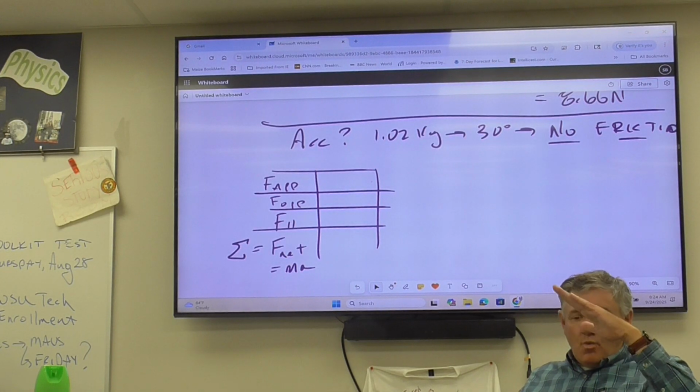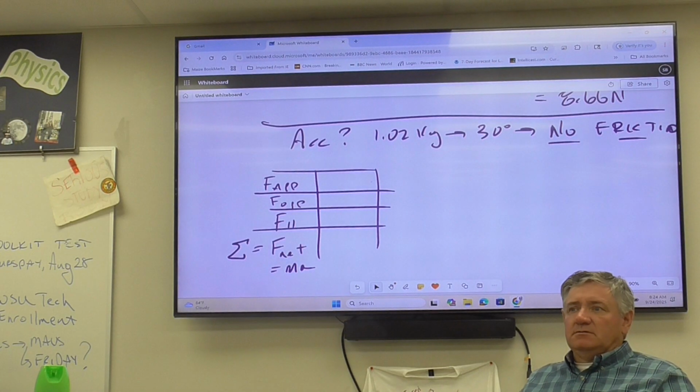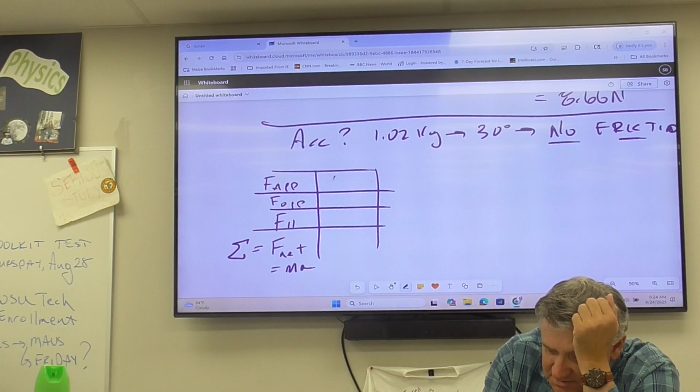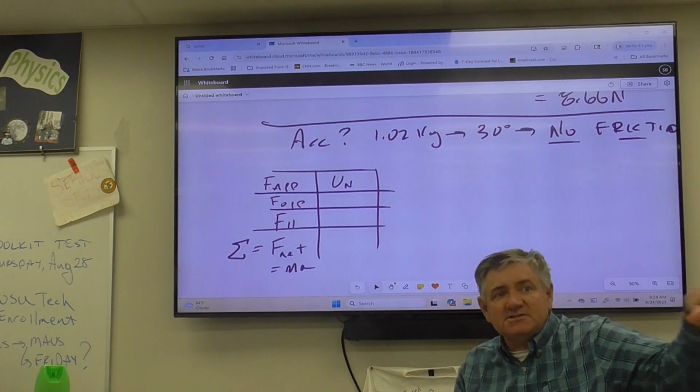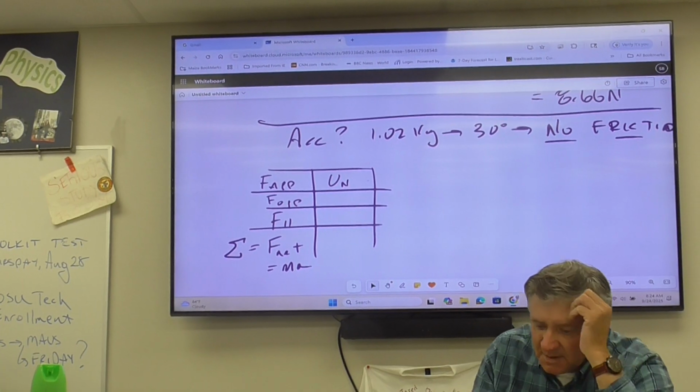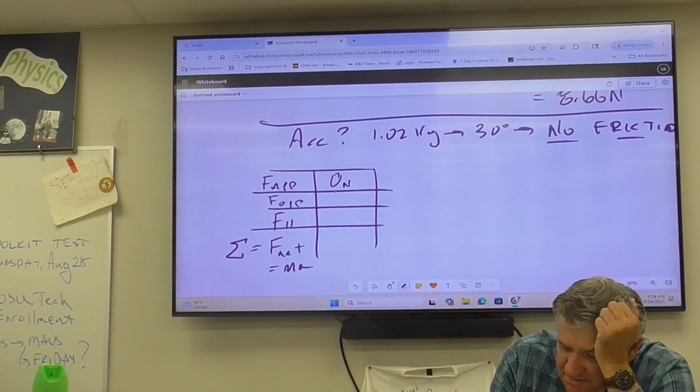So, was there any applied force? No, I set the cart on there, I let go of it. My applied force is 0. It's a frictionless surface, so there are no squirrels, no fans, nothing. My opposing force is still 0.